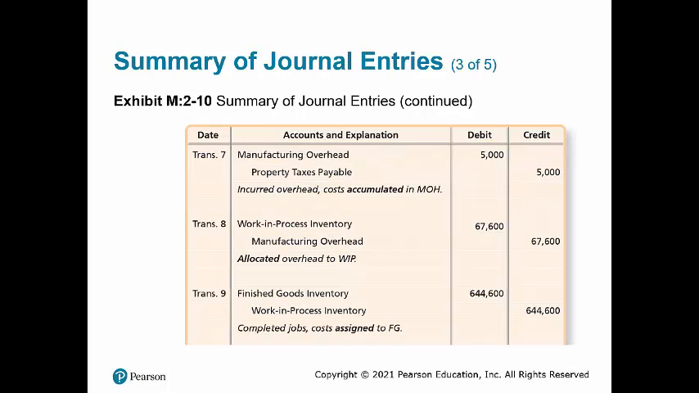In transaction 8, we recorded a summary entry for the allocation of manufacturing overhead to work in process using that predetermined overhead allocation rate. And then in transaction 9, we recorded the transfer of the finished goods to finished goods inventory by debiting it and crediting work in process inventory.